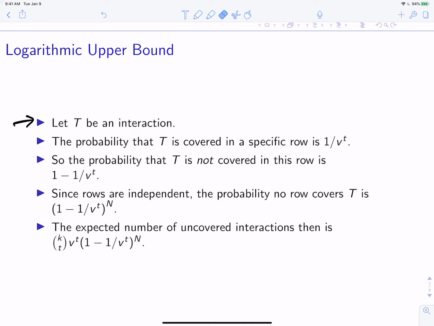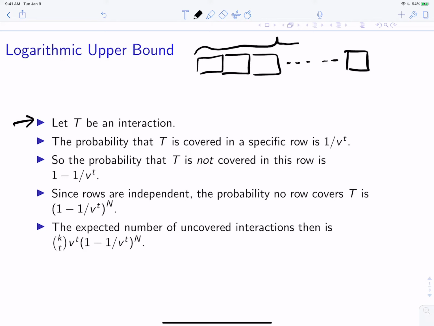So let's figure out the probability that it is covered in these t columns. Well, it's easier to think about a specific row. So let's focus on a particular row. Let's just say for the moment that I have t columns.